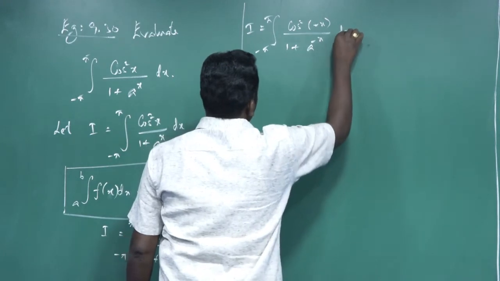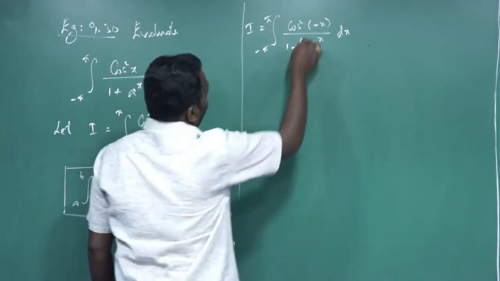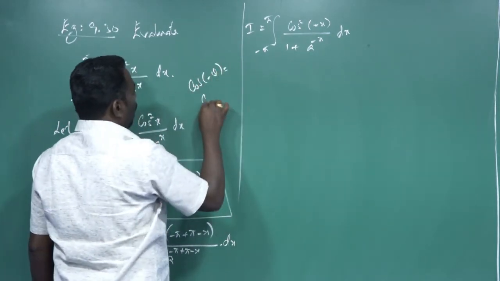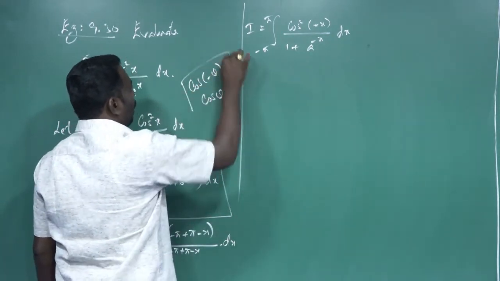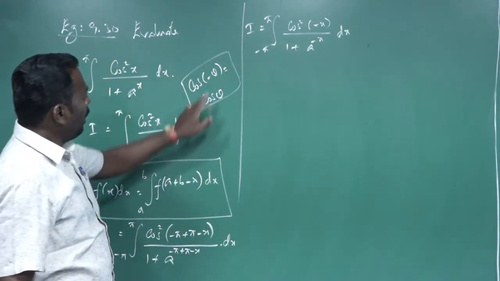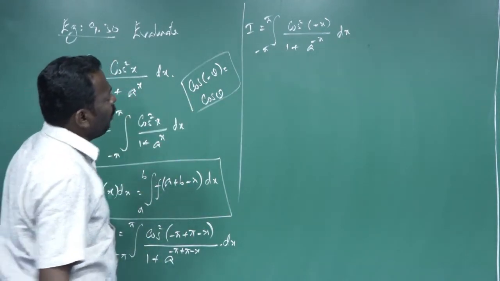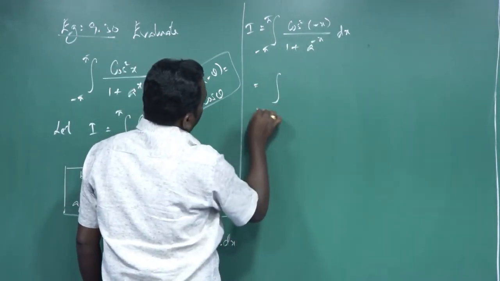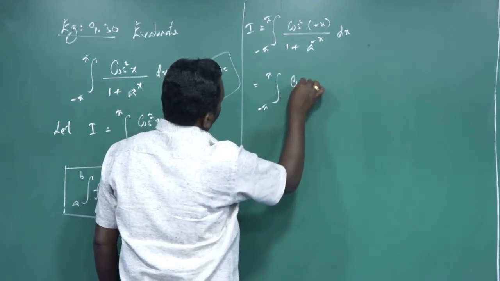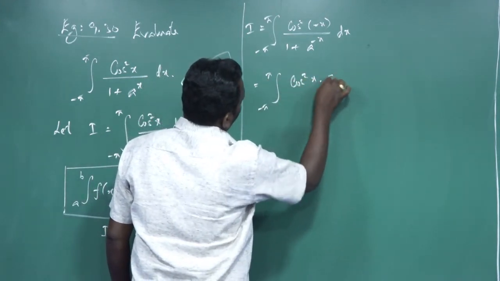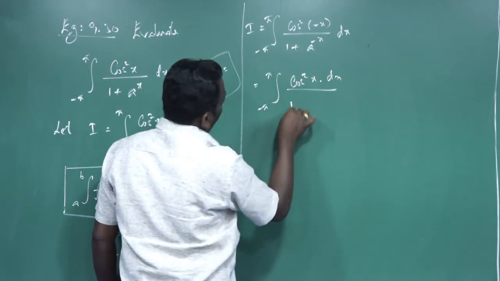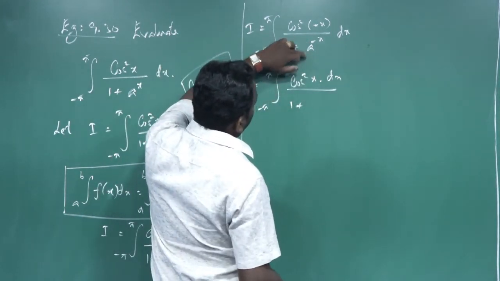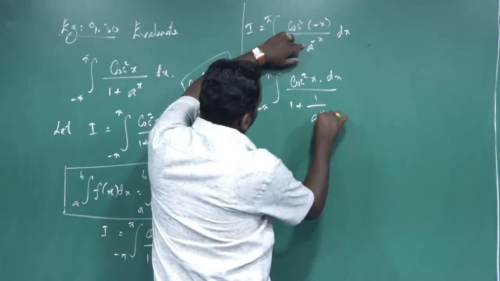Into dx. Now we know that cos of minus theta is equal to cos theta. This is a formula: in the fourth quadrant, cos value is positive. Therefore cos square of minus x becomes cos square x, so that is equal to the integral from minus pi by 2 to plus pi by 2 of cos square x into dx by 1 plus a power minus x, where the power is minus, a denominator of the form 1 by a power x.